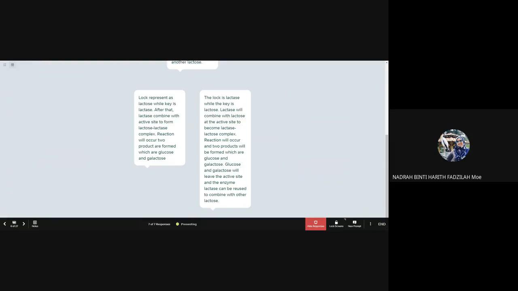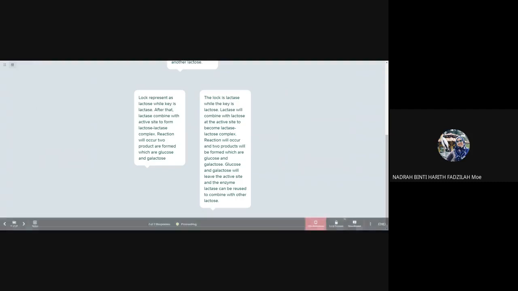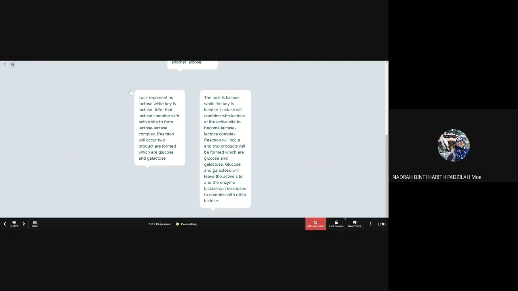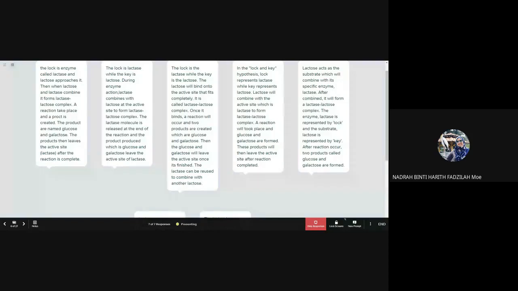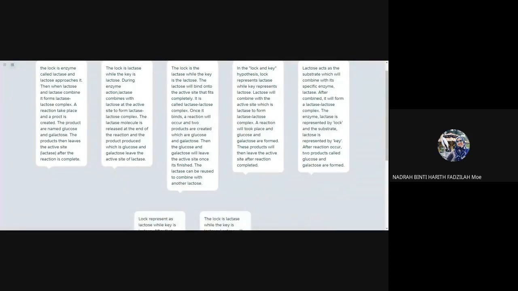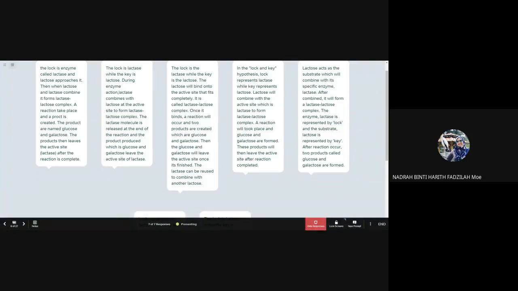Okay, so cara Putri tulis ni very simple tapi direct to the point dan dapat full mark. Bagus. Okay, this is jawapan paling simple lah, paling pendek tapi lengkap. Bagus. Okay, boleh juga tambah at the end of the reaction, lactase can be used to react with another lactose.